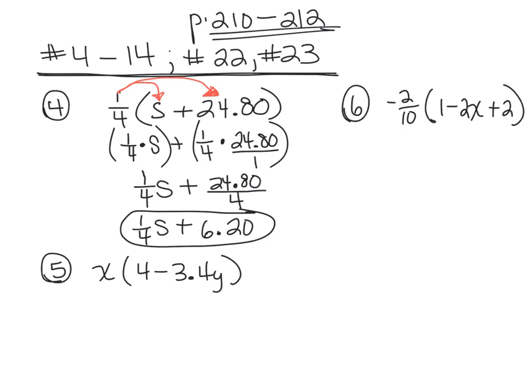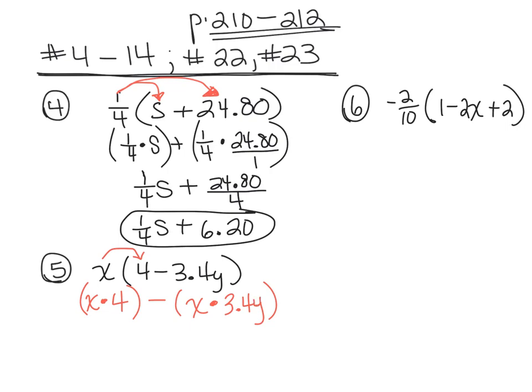Now we're going to do the same strategy, this time with questions 5 and 6. On question 5, we're going to distribute the variable x to each of the terms inside parentheses. So x times 4 minus x times 3 4/10 y.